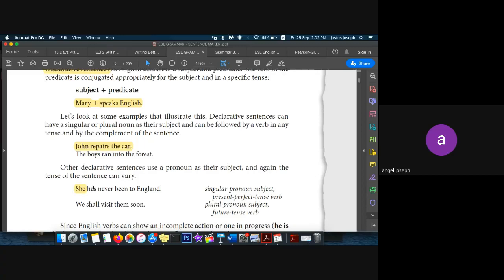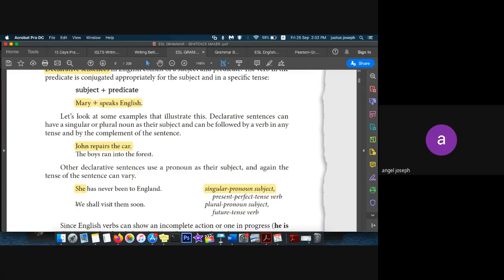And she, is it singular or is it plural? Singular. Okay. So that's what they have written here. She is a singular pronoun subject. The rest of the sentence, has never been to England, that is called the predicate.